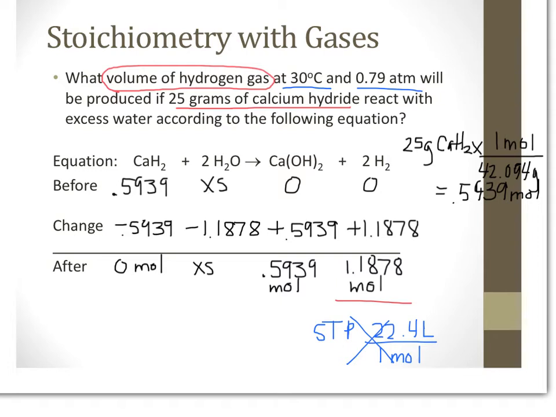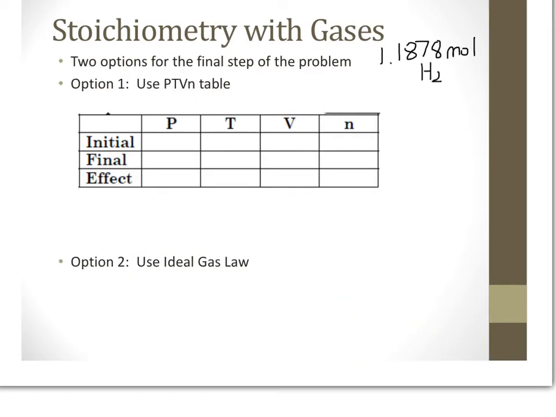Our other option would be to use either a PVTN table or the ideal gas law. Probably the easier of the two is going to be the ideal gas law. It's a little bit trickier, a little bit more math than using the molar volume at STP. However, it is more broadly applicable at other temperatures and other pressures. So that's going to be our choice. I'm going to flip to the next slide because there's a little bit more room there to do this work. And I'm taking this 1.1878 moles of hydrogen and carrying that forward.